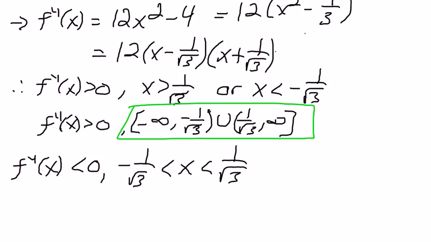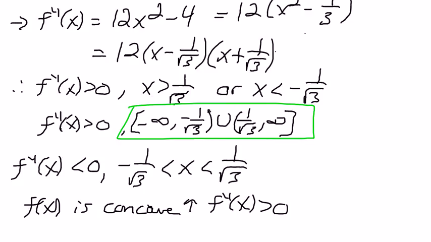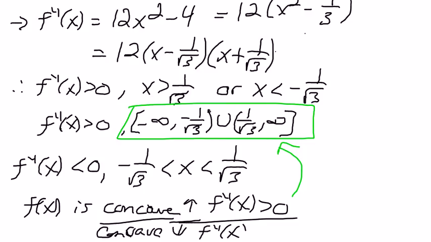So f of x is concave upward for f double prime being positive, so that's going to be this case, and it's going to be concave down for f double prime negative, which is the case we had right below.